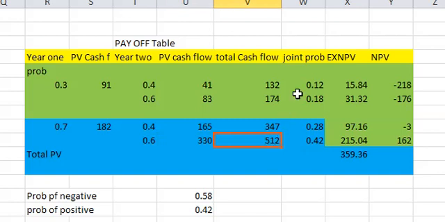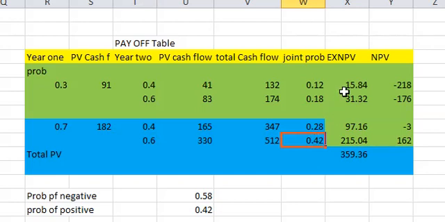Now the next step is to get what is called the joint probability. Still, you look at the probabilities of 0.3. So the probability of 0.3, it can be 0.3 times 0.4, where we get this, or it can be 0.3 times 0.6, and we get this. So we go to 0.7, it can be 0.7 times 0.4, and we get this, or it can be 0.7 times 0.6, and we get this.